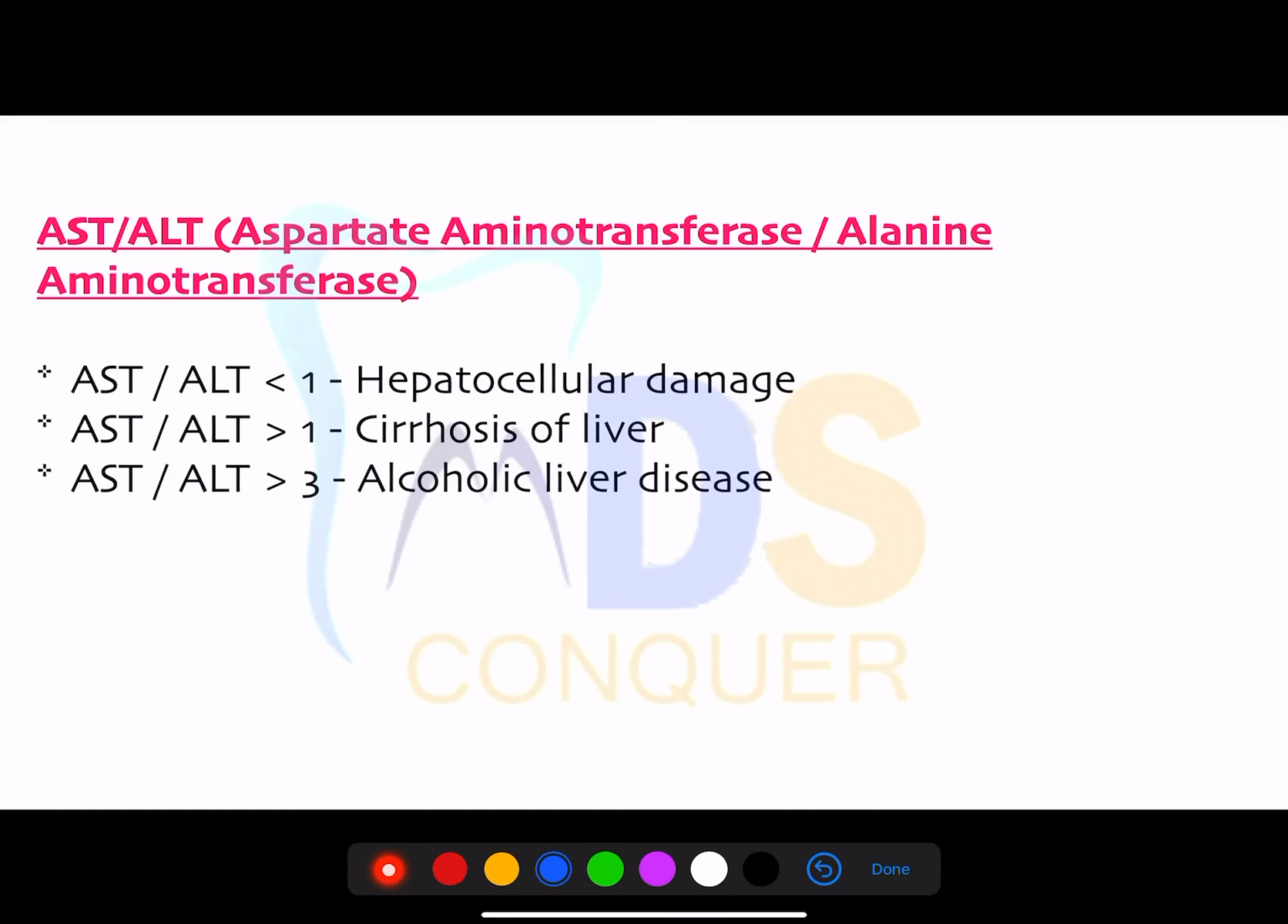And of course, you have many questions on these enzymes, recently in the last NEET exam, that is AST and ALT, that is aspartate aminotransferase. When you compare these ratios, you can identify most of the liver diseases. If it is less than 1, then it's hepatocellular damage. If it is more than 1, it is cirrhosis of the liver. If it is more than 3, it is alcoholic liver disease.